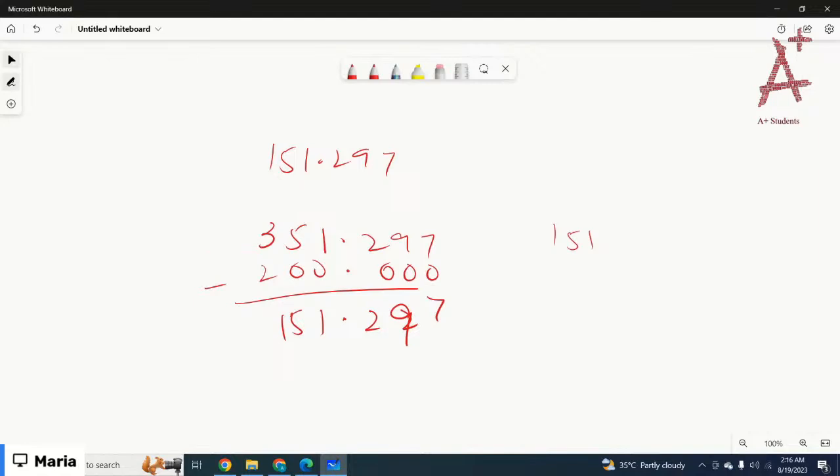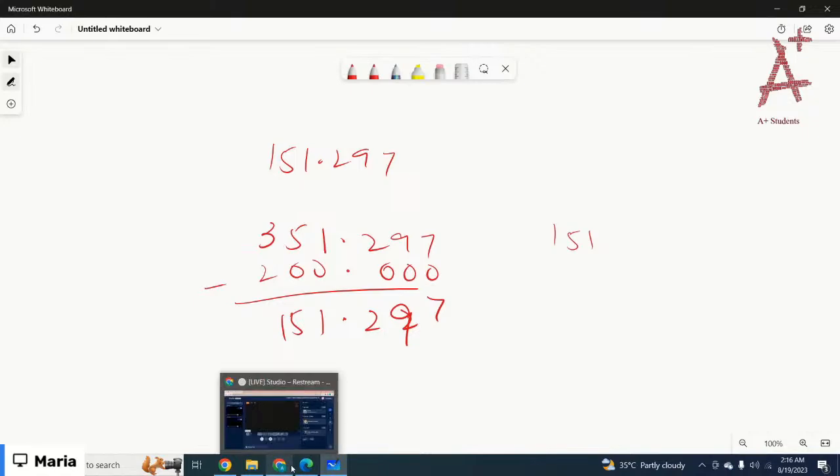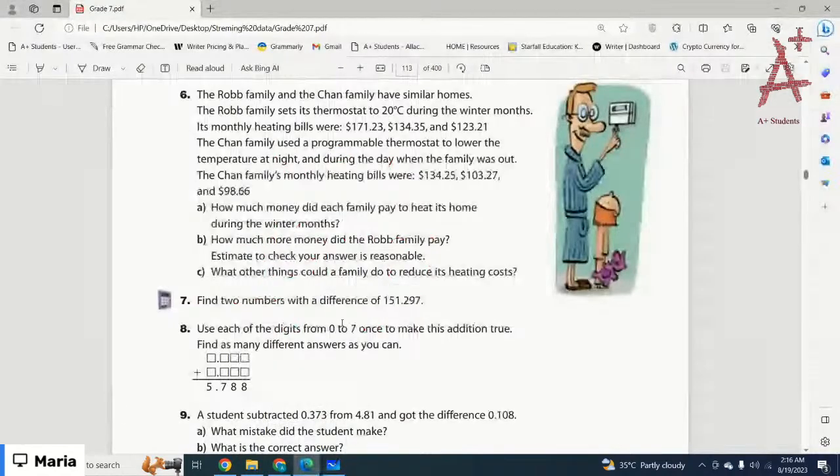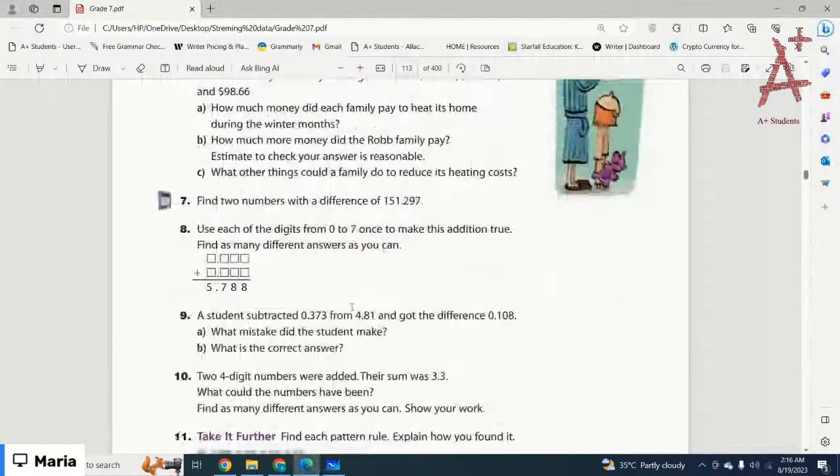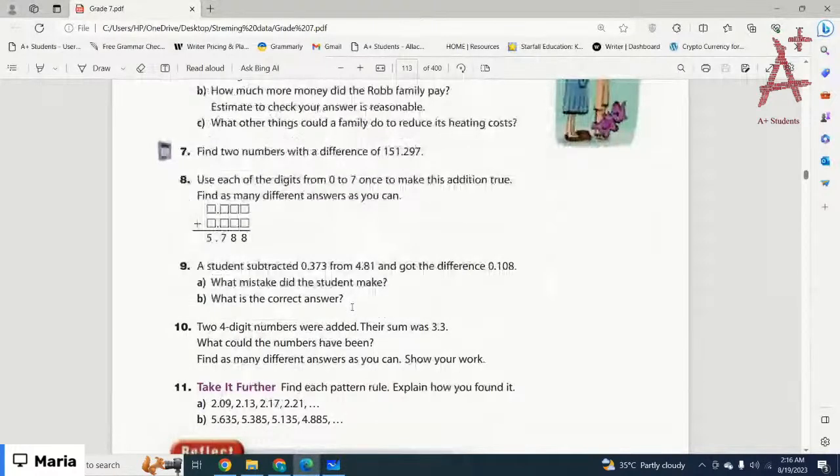Okay, the next one is, use each digit from 0 to 7 once to make this addition true. Find as many different answers as you can. Okay, you have to find two numbers whose sum is 5.788, right? And the numbers must be from 0 to 7, right?